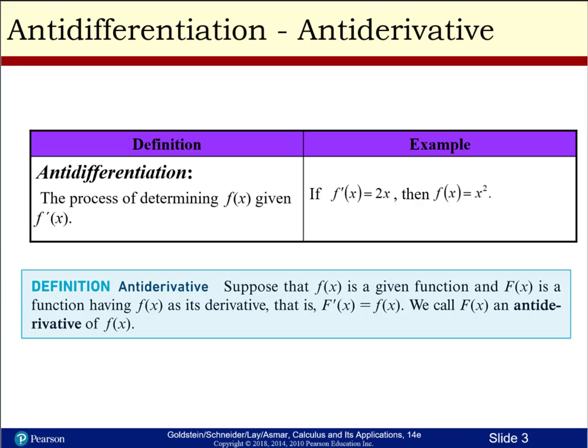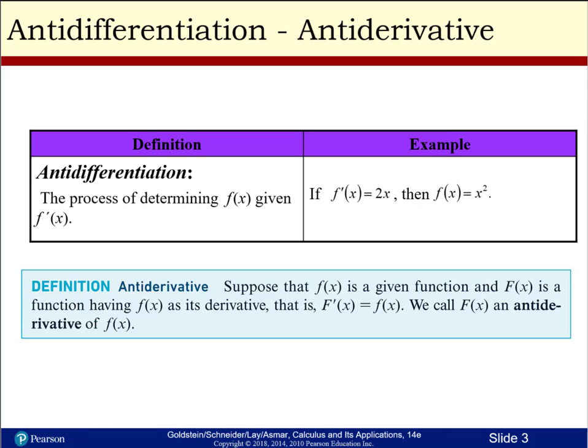So if f prime is 2x, going backwards, we would say that the original function had to have been x squared. Now notice that that could have been x squared plus 5 or x squared plus 4 or whatever, because you could have had that constant and taken the derivative of a constant as 0. So there's a number of answers to this, and we'll figure out what we're going to do with that constant in just a minute.